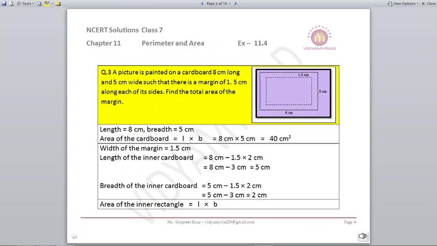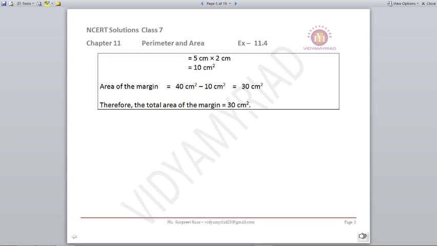So the area of the inner rectangle will be length into breadth, which is 5 into 2, that comes out to be 10 centimeters square. So the area of the margin comes out to be total area minus the inner area, that comes out to be 40 centimeters square minus 10 centimeters square, which gives you 30 centimeters square. That is the total area of the margin.